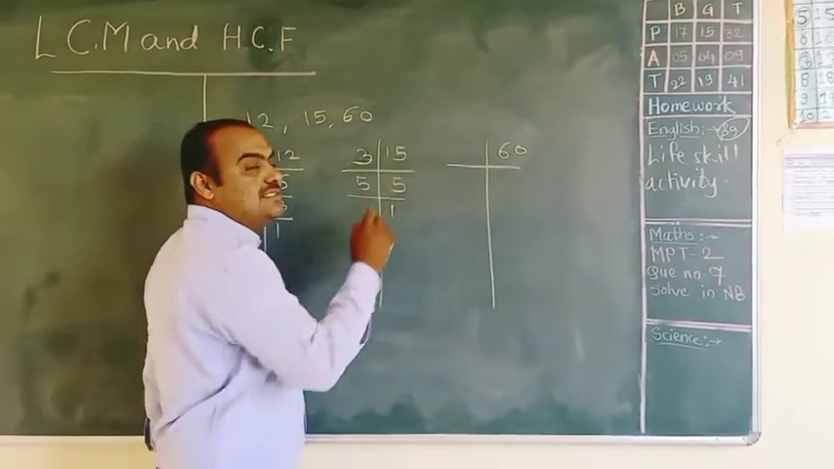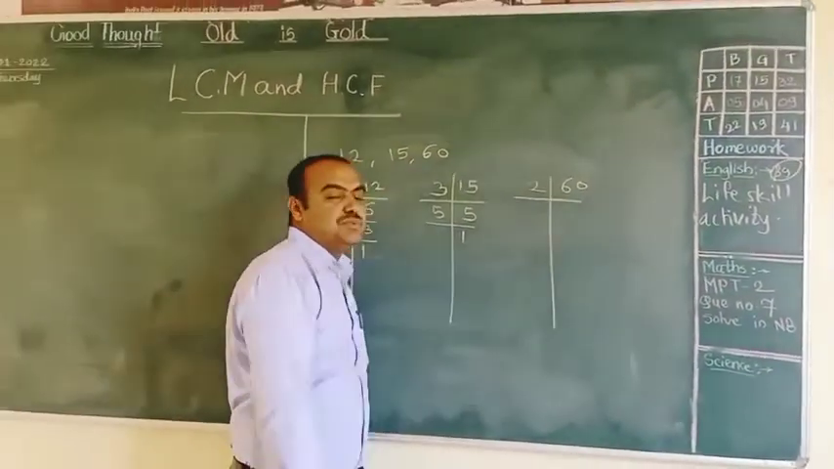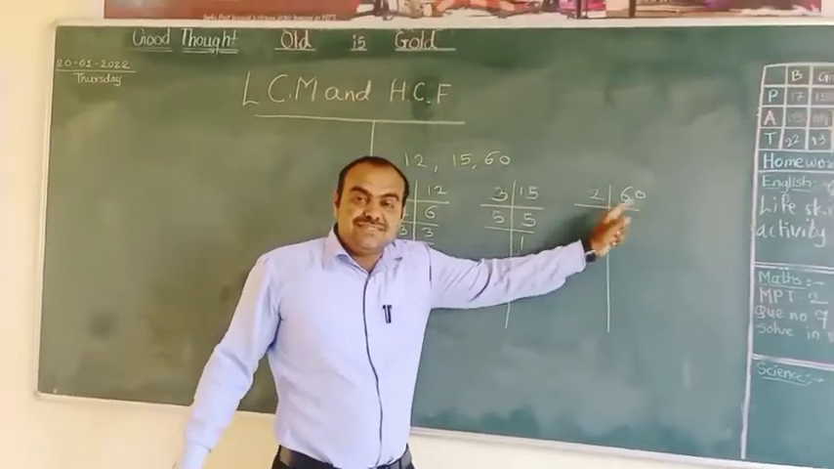Then we have to find the factors of 60. First we can start from 2. 60 divided by 2.